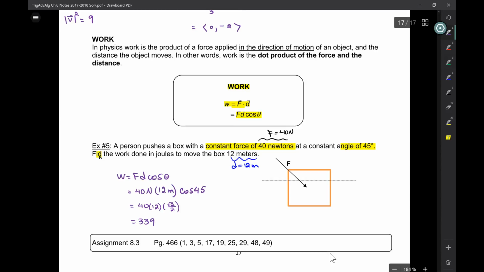Okay, what were the units? I had a newton and a meter, which combines to a joule. And all energy and all work is measured in joules. Okay?